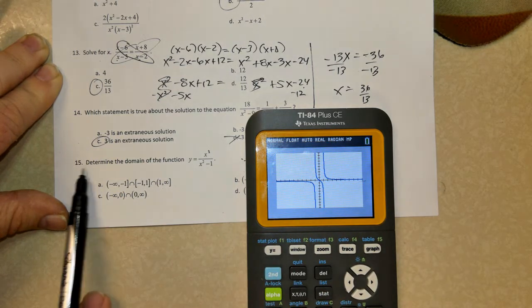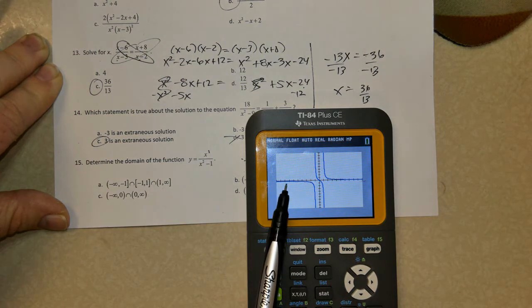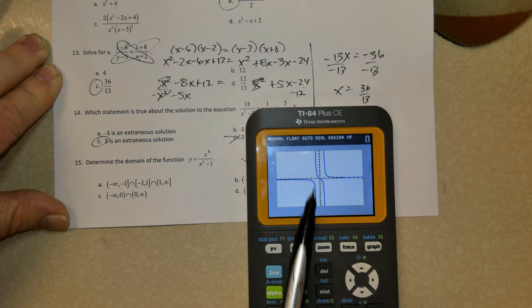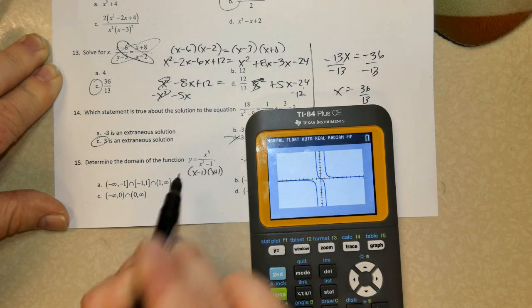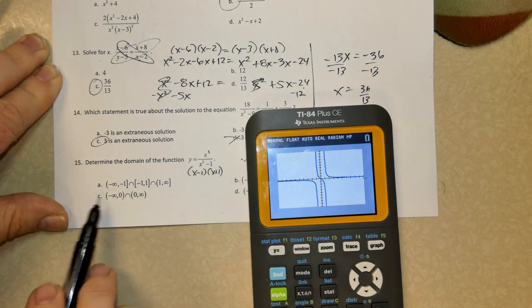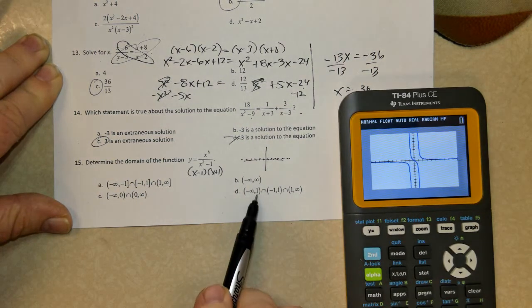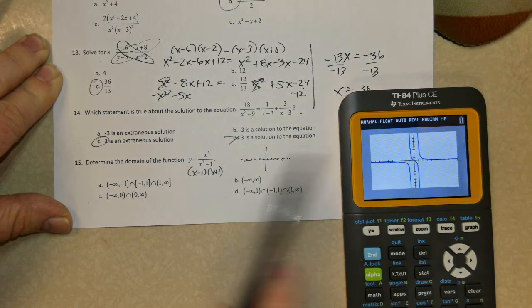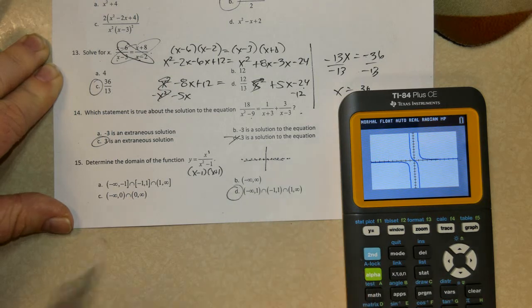Alright, so with this, what is the domain? It comes from negative infinity and it continues to move to the right until it approaches negative 1. So negative infinity to negative 1, but it doesn't touch it. And then it goes from negative 1 to positive 1, and then it goes from positive 1 to infinity. Correct answer is D.